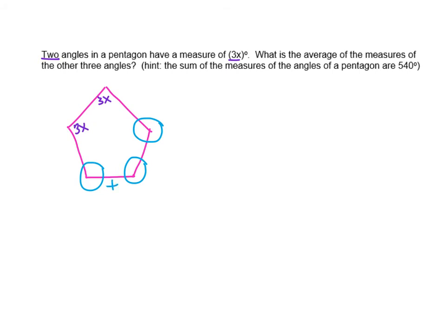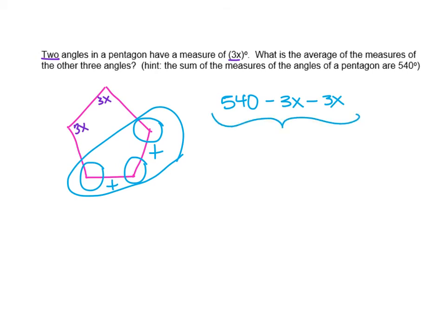So basically, when you find average, remember how you add them up and divide by how many there are? Well, we know that this total sum of all the angles is 540. So if we take 540 and subtract out those 3x's, that's going to leave you with those 3 angles. And then to find the average, let's simplify this first because we have some like terms. So 540, negative 3x minus 3x is minus 6x. So this 540 minus 6x is the sum of those 3 angles.